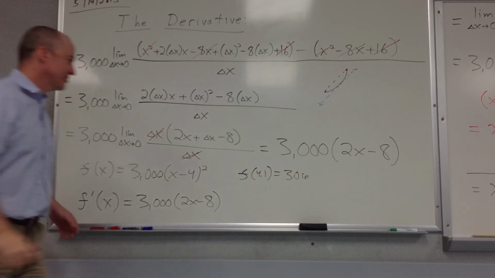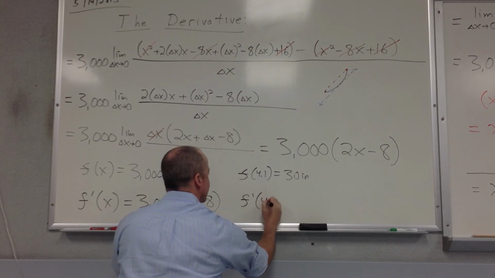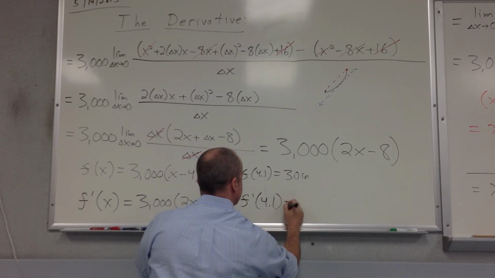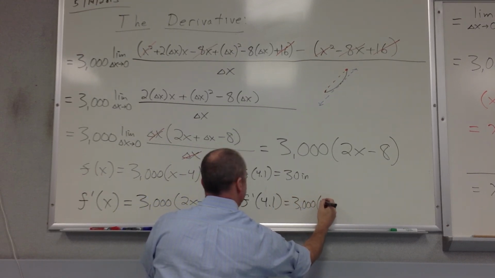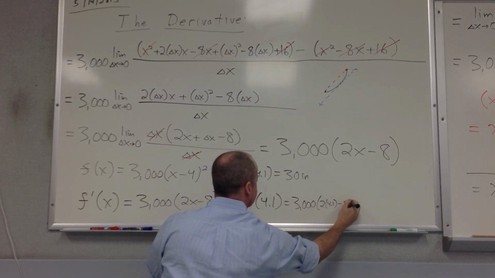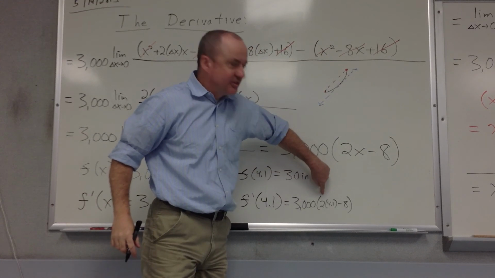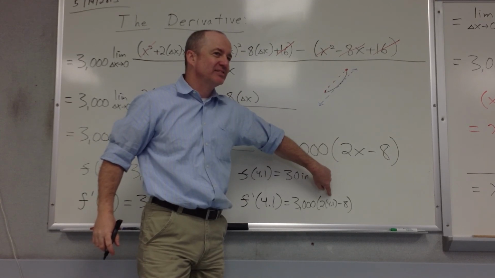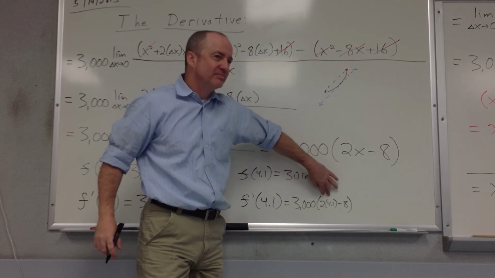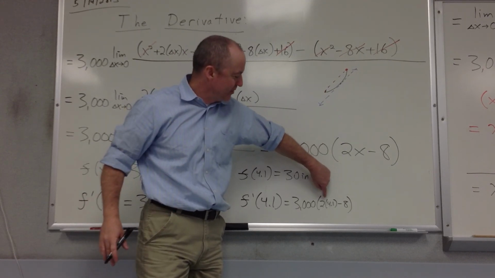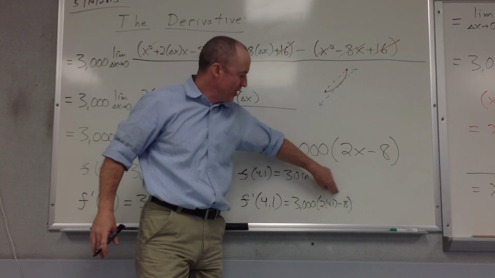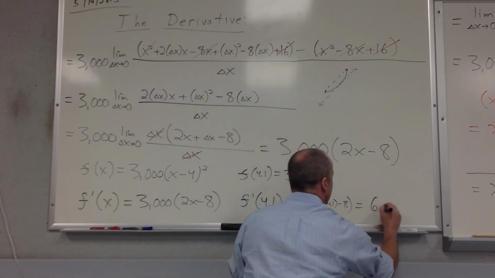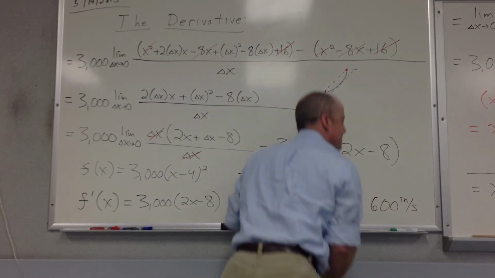Now take a look at this. F prime of 4.1. Plug 4.1 into this. What do we get? Probably not the same thing, I'm sure. Oh, ye of little faith. 3,000 times 2 times 4.1 minus 8. What's your guess? Don't guess yet, figure it out. 2 times 4.1 is 8.2, right? Take away 8, you get 0.2. 0.2 times 3,000 is 600.